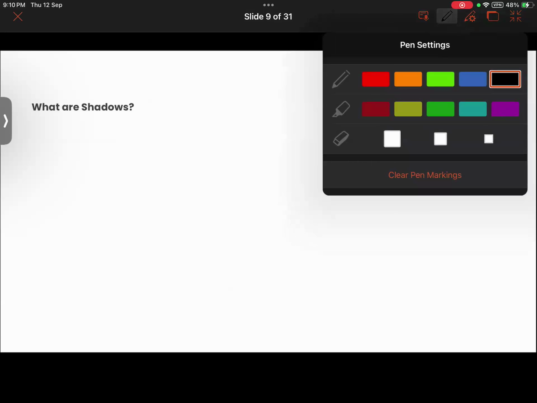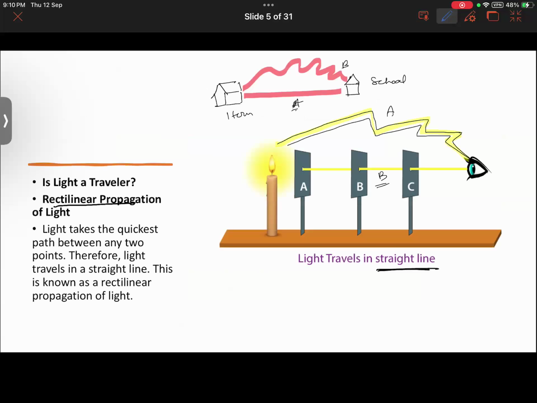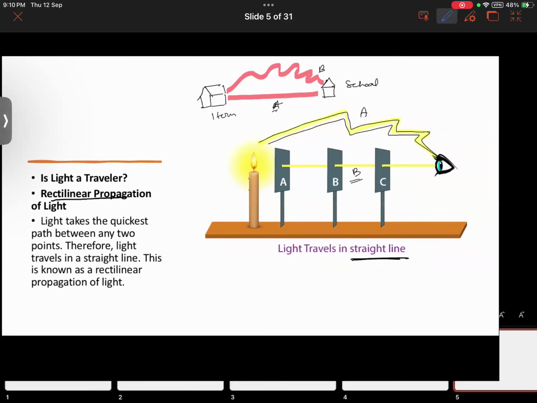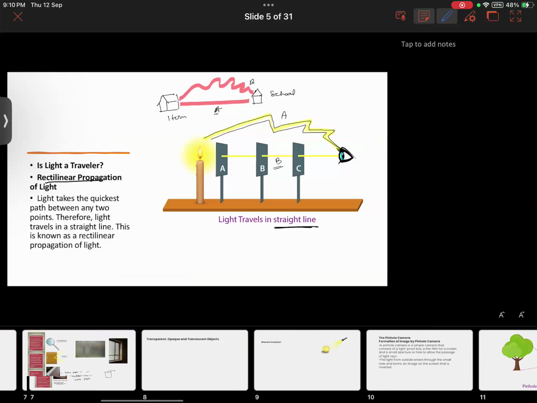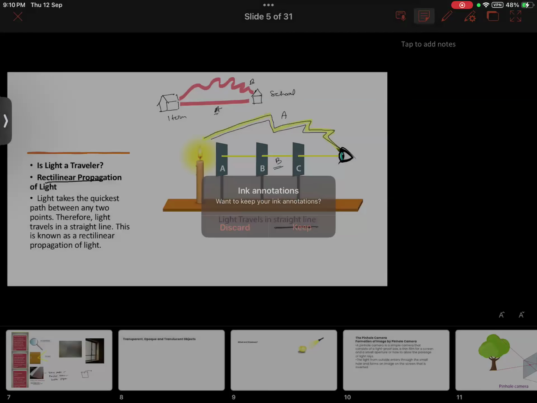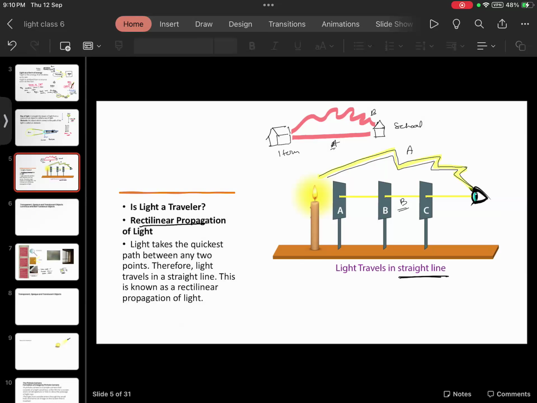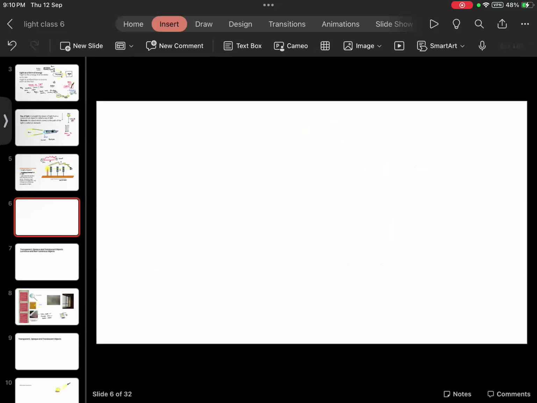Then talking about shadow formation. Before that, there's one more thing. We would like to discuss the characteristics and properties of light. So far, we have learned that it travels in a straight line. But will light require some medium? No, light does not require a medium to travel. So let me just tell you the different characteristics of light.